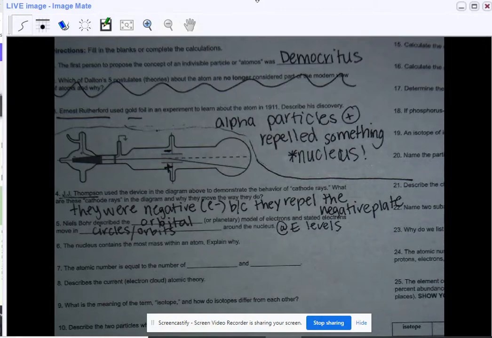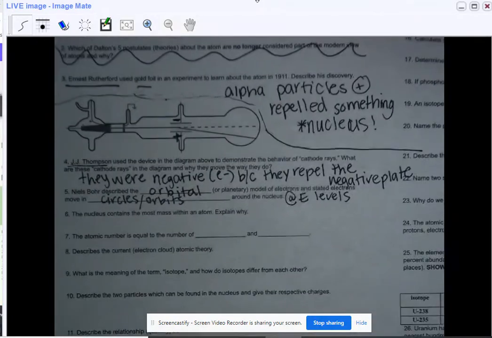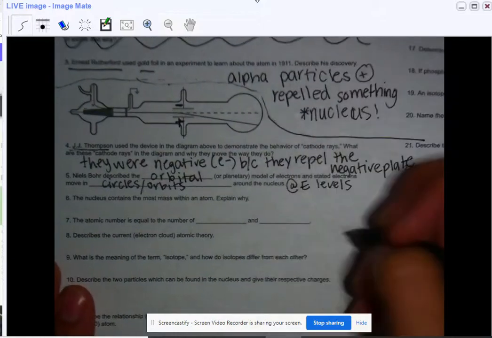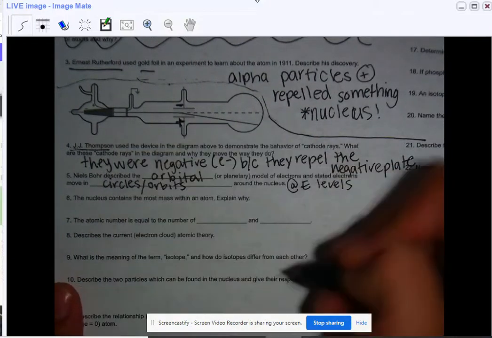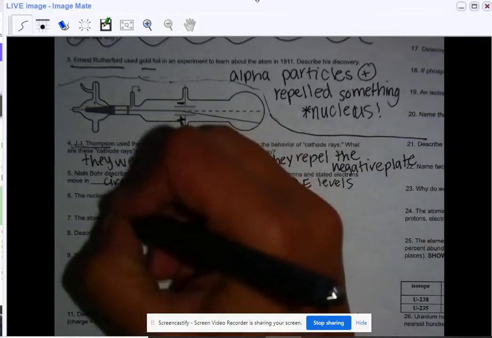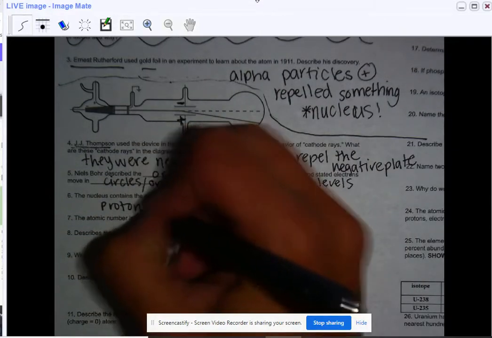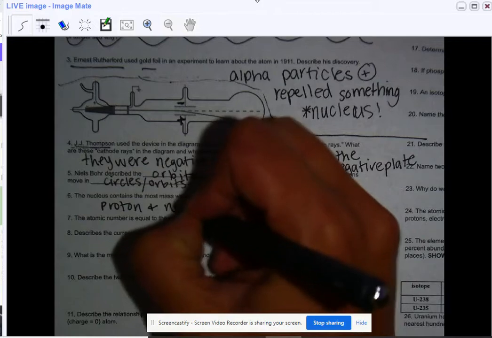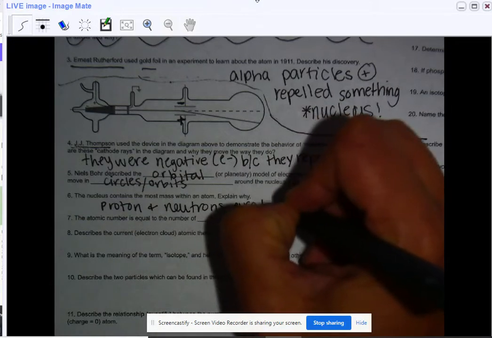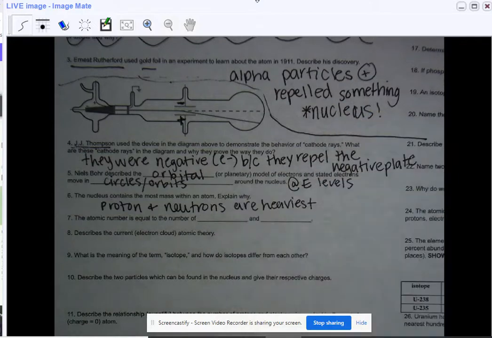Okay, so number 6. The nucleus contains most of the mass within an atom. Why? Because it's the densest. What two particles are in it? Protons and neutrons. Protons and neutrons are heaviest. Okay, protons and neutrons are heaviest.